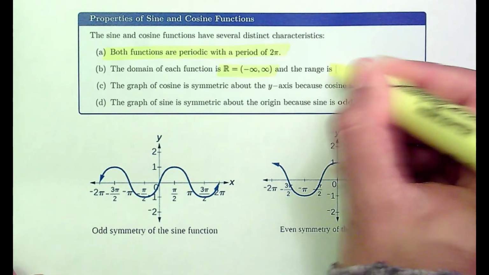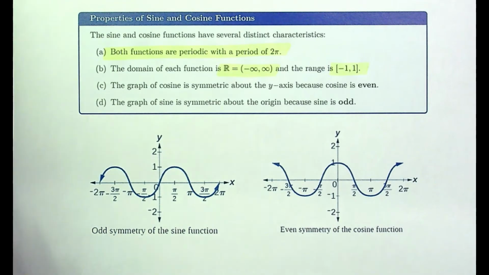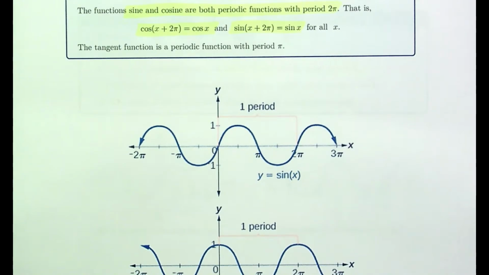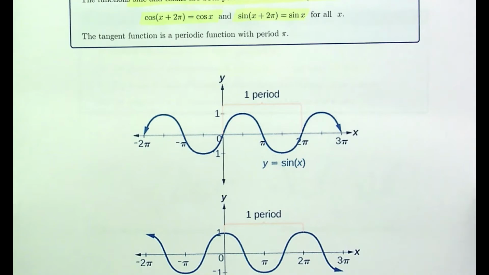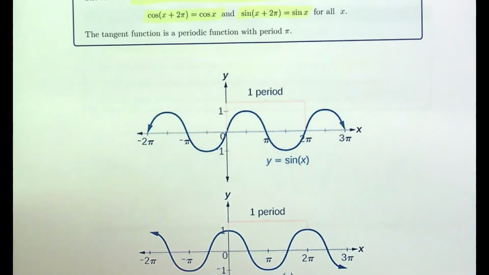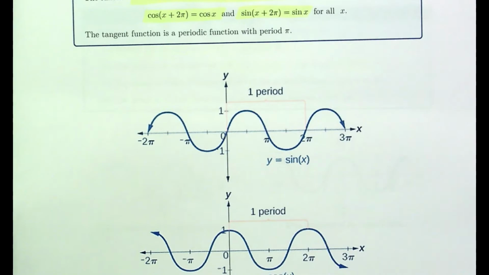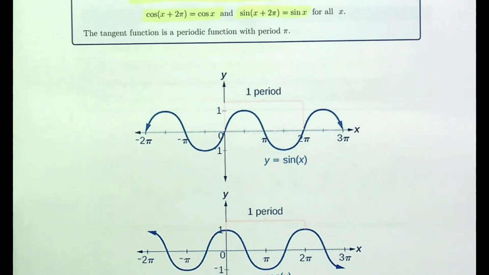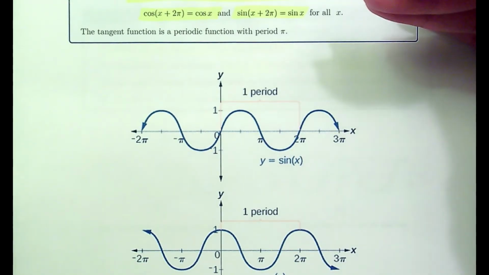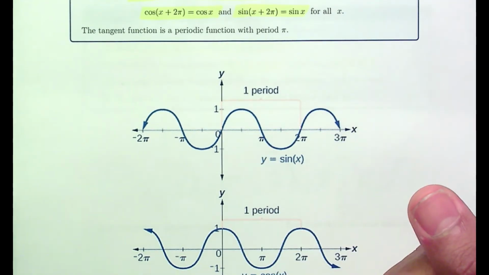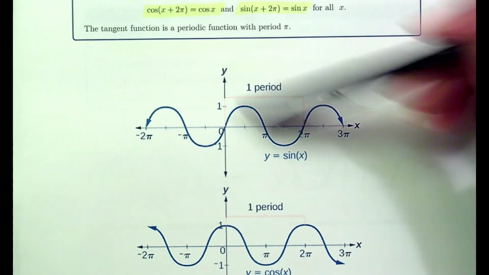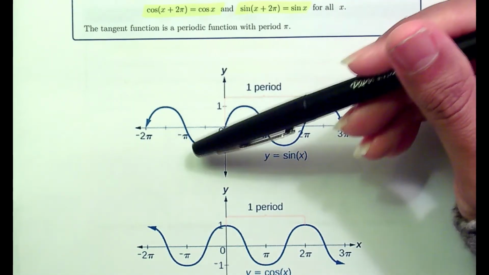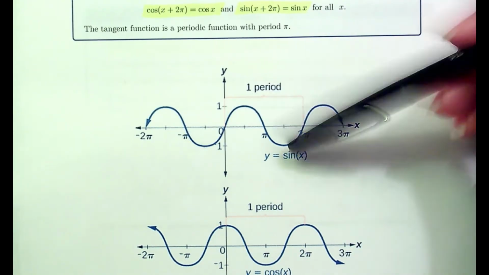is -1 to 1. Remember, the range is like the vertical span, how far up the graph goes and how far down. Well, the entire graph forever from minus infinity to infinity is completely contained between 1 and -1. The graph does not go higher than 1 or lower than -1, but it does reach both 1 and -1 of those maximums. Maximum, minimum, maximum, minimum, maximum, peak, valley, peak.